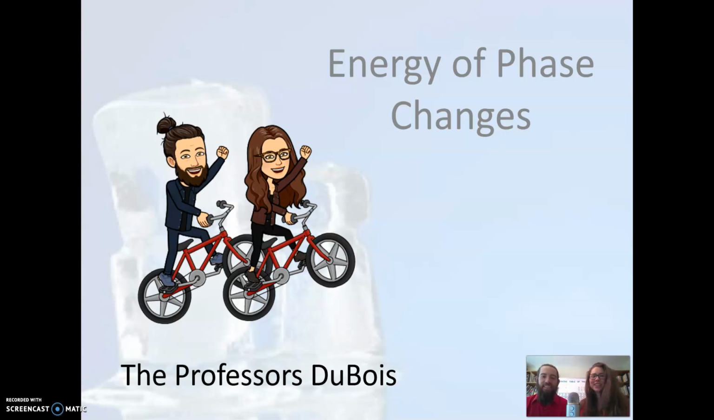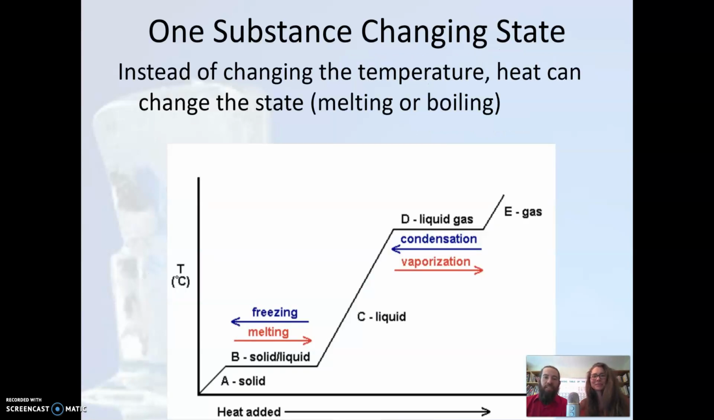I'm Professor Victoria and this is Professor Corey, and today we're going to be continuing on our thermochemistry discussions, and today we're going to talk about how energy is involved in phase changes. And this is really one of my favorite slides in general chemistry. It's a graph, and I kind of like graphs, but if you look at this carefully, on the y-axis we have temperature in degrees Celsius, and on the x-axis we have heat added.